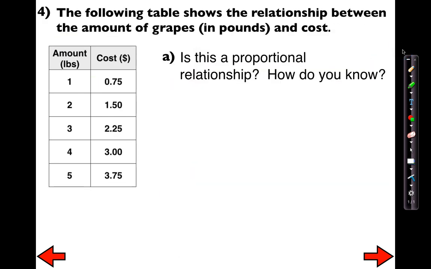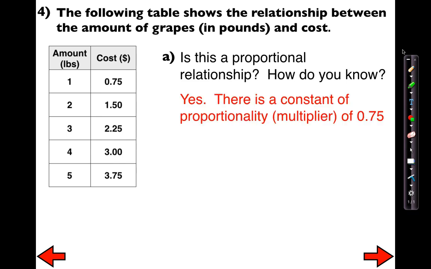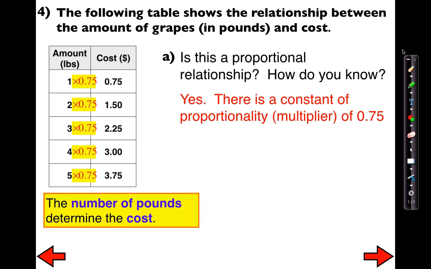The following table shows a relationship between the amount of grapes in pounds and costs. Is this a proportional relationship? How do you know? The answer is yes. Why? Because the constant of proportionality, aka the multiplier, is 0.75. For example, for 1 pound, it costs 75 cents. For 2 pounds, it costs $1.50, and that's being multiplied by 0.75. 3 times 0.75 is $2.25. 4 times 0.75 is $3, and 5 times 0.75 is $3.75. Since all of these have a constant multiplier, it is a proportional relationship.